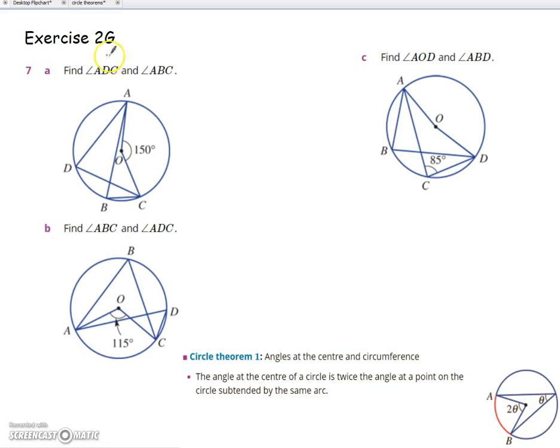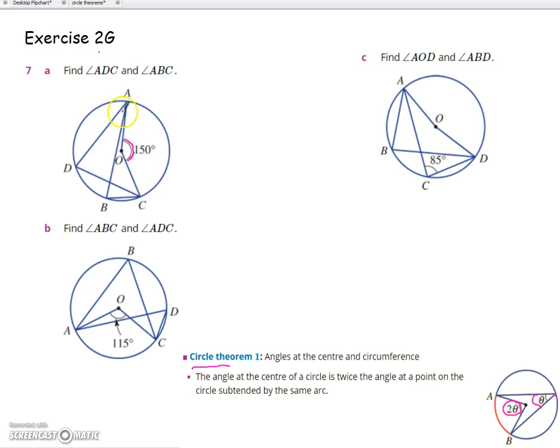Here we're going to have a look at how to do exercise 2G, question 7, and these questions all rely on this circle theorem number 1, which says that the angle in the centre is half of the angle out on the circumference. So having a look here, here's my 150.